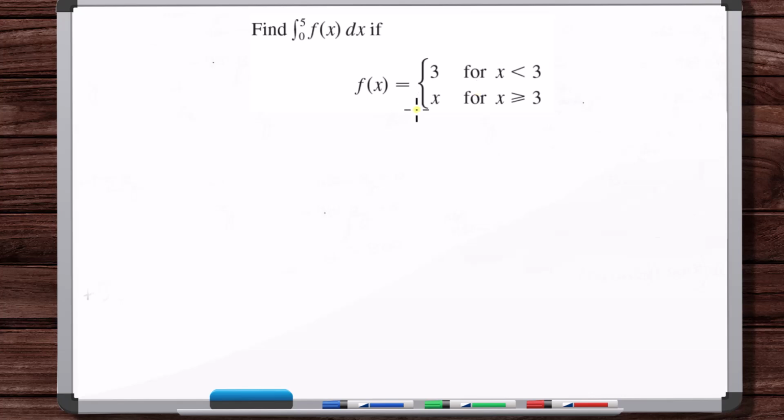Okay, so is this integrable? Is this f of x integrable over the discontinuity? Yeah, you can do a definite integral over a discontinuity because it's just the area under the curve. So we can think about this. We're going from, so 1, 2, 3, 4, 5.